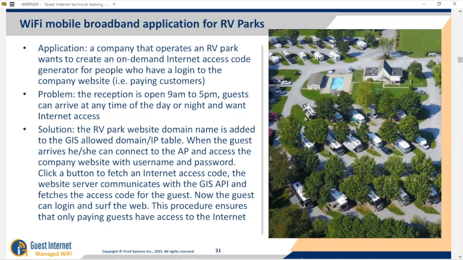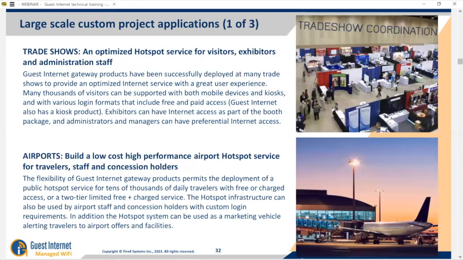Guest internet also is configured, integrated with services such as campground reservation systems, so that when someone makes a reservation, they get maybe the access code to the gate, and they also get the access code for the Wi-Fi. And so that simplifies the guest arriving at the campsite or RV park.